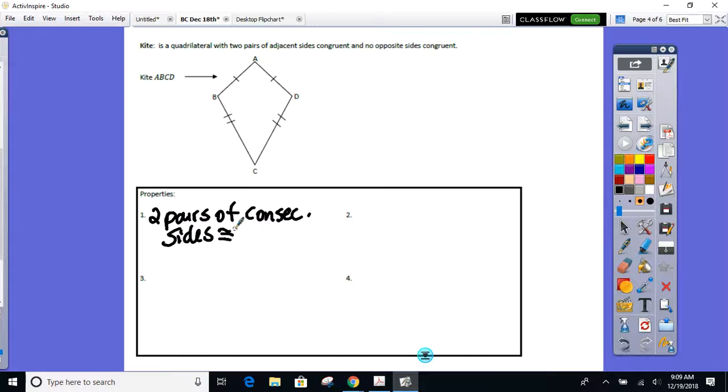Well, how's that different from a rhombus? Because a rhombus has two pairs of consecutive sides, yeah, and there are no opposite sides congruent in a kite. Two pairs of consecutive sides congruent. All right, next one is one pair of opposite angles are congruent.